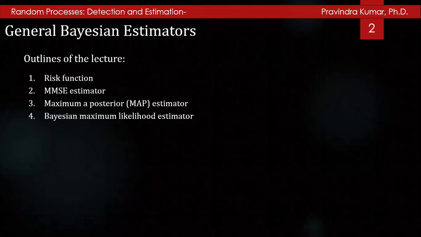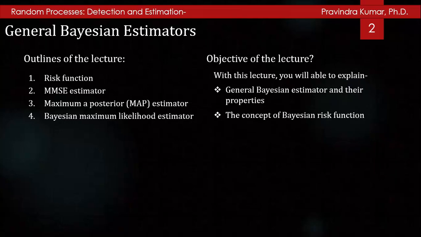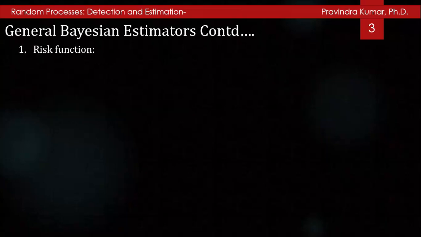function, minimum mean square error estimator, maximum a posteriori (MAP) estimator, Bayesian maximum likelihood estimator. The objective of this lecture is that you will be able to explain more general Bayesian estimators and their properties, and the concept of the Bayesian risk function. Now let us start with the risk function.